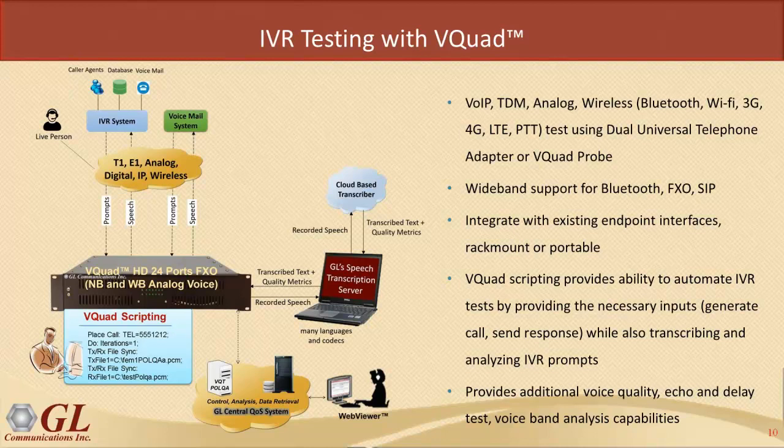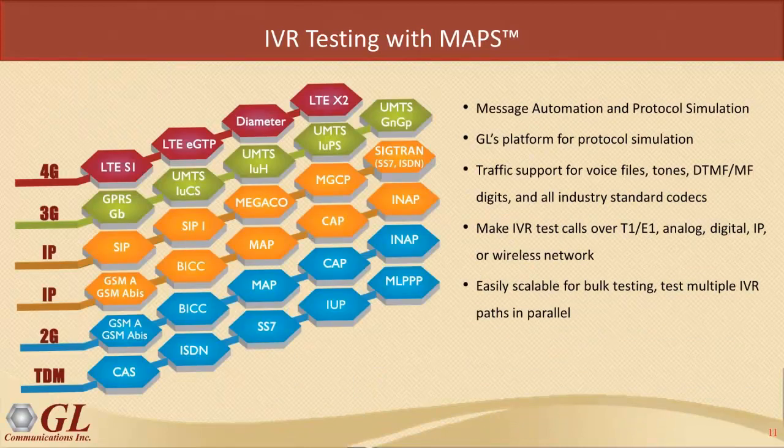So MAPS, on the other hand, MAPS stands for Message Automation and Protocol Simulation. It's our homegrown protocol simulation platform. And as you can see in this graphic, it's capable of simulating many telecommunications protocols ranging from analog 2-wire all the way to voice over LTE. The MAPS architecture has 3 layers: scripts, messages, and profiles. And when we put those 3 together, it creates a very powerful and flexible solution for doing all kinds of protocol testing.